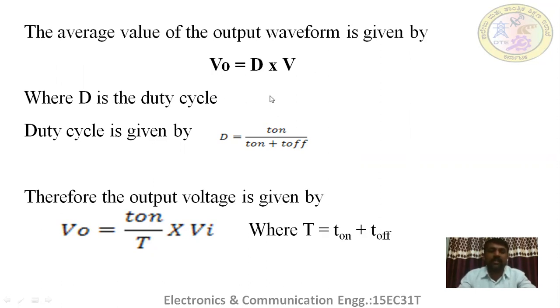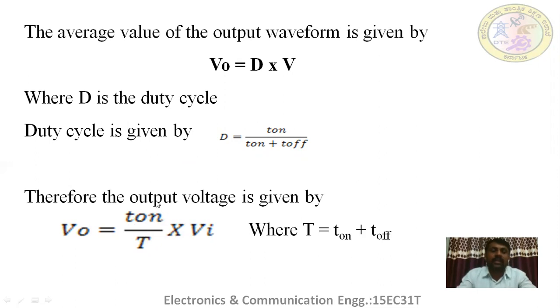And we know what the duty cycle is. Duty cycle represents the percentage of on time of any switch or any signal. That is T on by T on plus T off. And the output voltage is T on by T into input voltage. So this T on by T is the duty cycle.